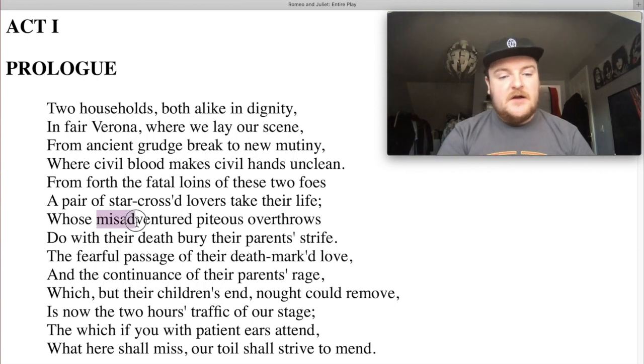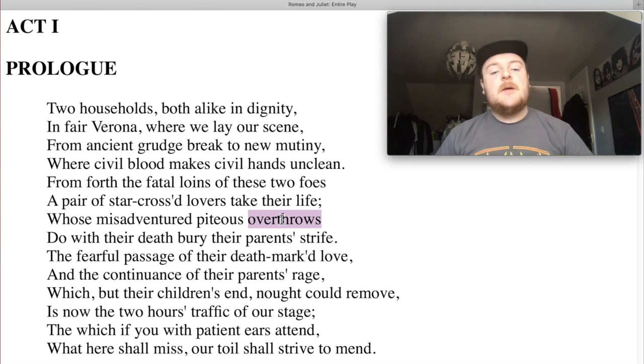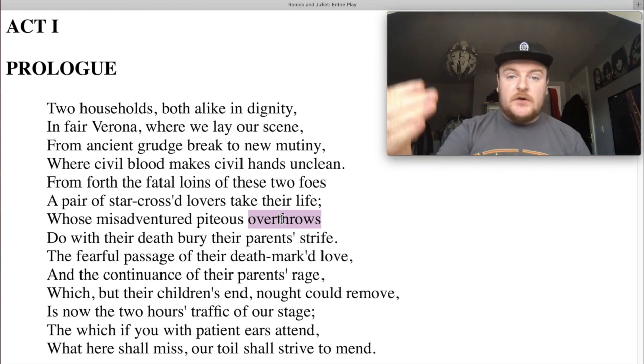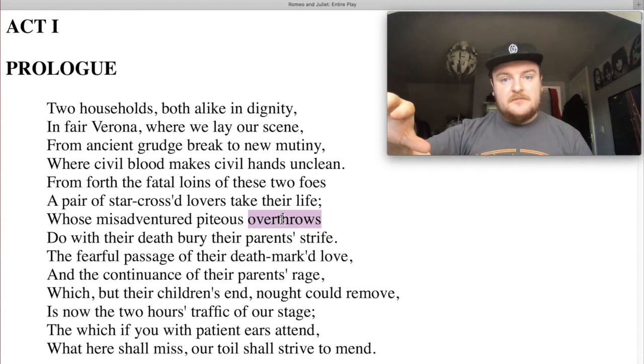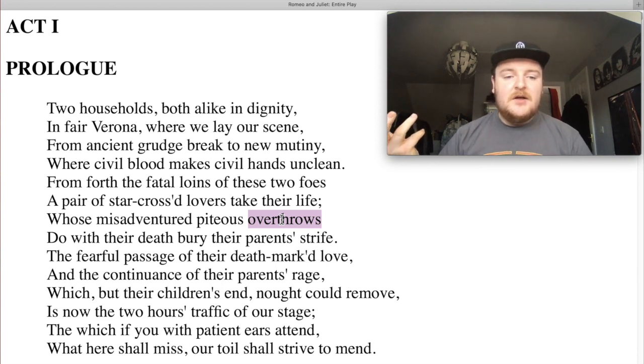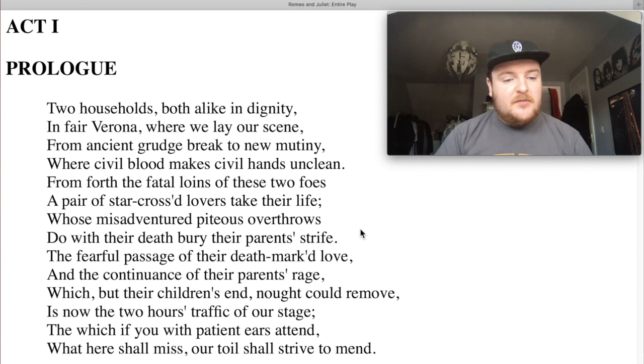So you've got a very modified noun phrase there. Really, really modified. You've got two adjectives before the abstract noun. So the misadventured piteous overthrows. It's not just the overthrows, it's not just the piteous overthrow, it's the misadventured piteous overthrows. It's really hyperbolic there. And if you remember, that links into the title that we talked about earlier. I briefly mentioned, it's the most lamentable tragedy of Romeo and Juliet. That is the full name of the actual play. So, very hyperbolic, very emotive.